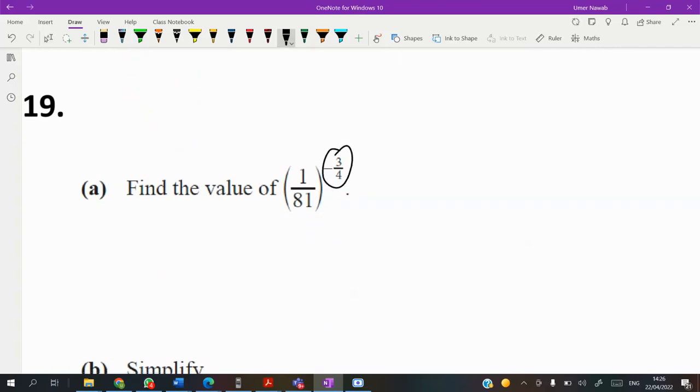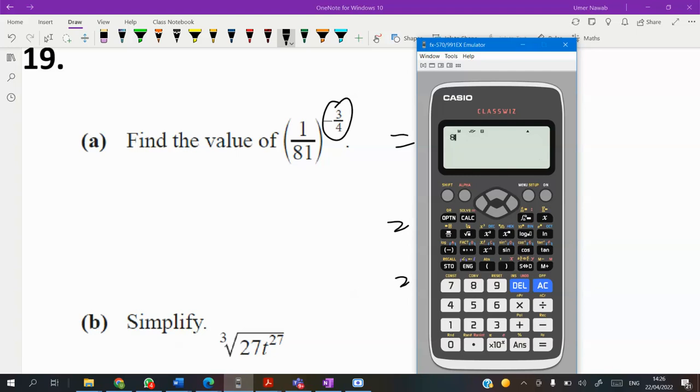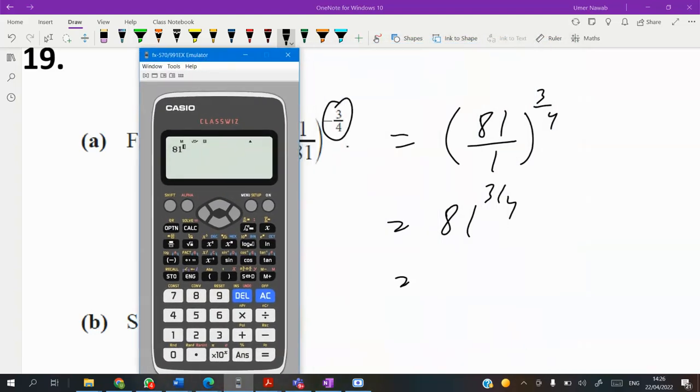Now we have a negative power, so flip: 81 over 1 raised to the power 3 over 4. So 81 raised to the power 3 over 4, no need to write the 1, and no need to write 1 raised to the power 3 over 4, because that is also 1. So when I simplify this, 81 raised to the power fraction 3 over 4 gives me 27.